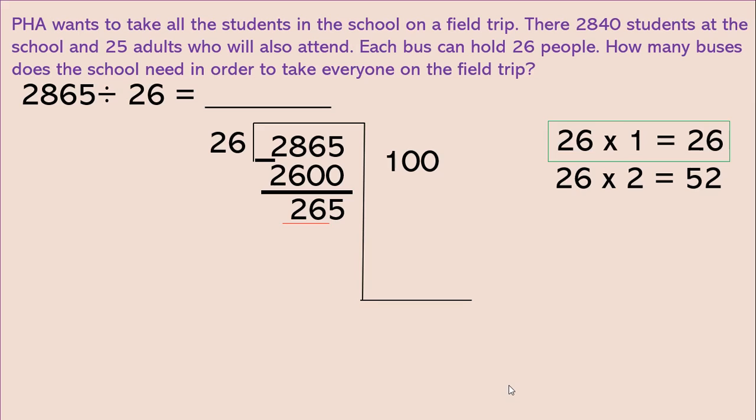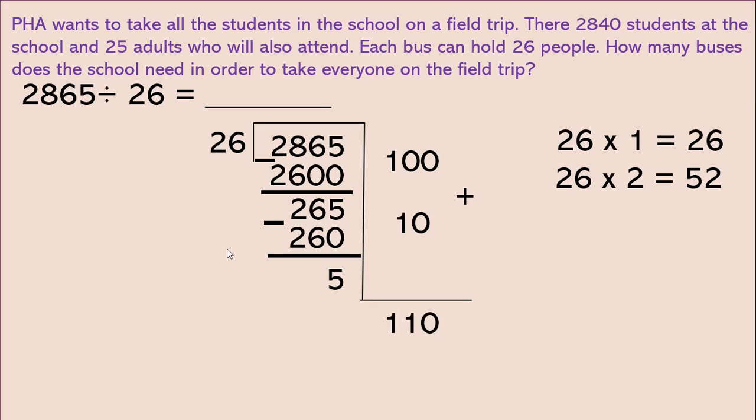But remember, we're not looking for 26 ones, we're looking for 26 tens. So 26 times 10 equals 260. So now, if we added 10 more buses, we'd be able to fit another 260 people on the bus. Ooh, we still have 5 people left over. Well, 5 is less than 26. So we're going to be done dividing for right now, but we're going to look at that remainder later. We're going to go ahead and add 100 plus 10 and get 110, remainder 5.